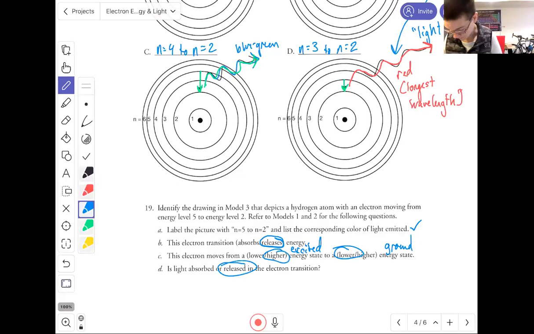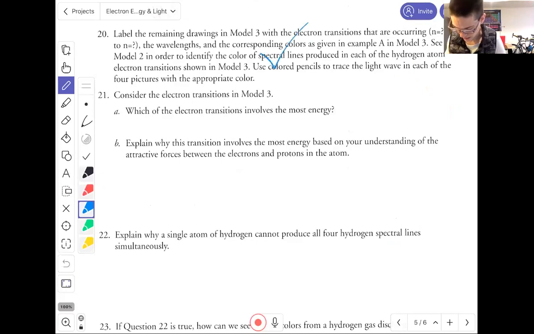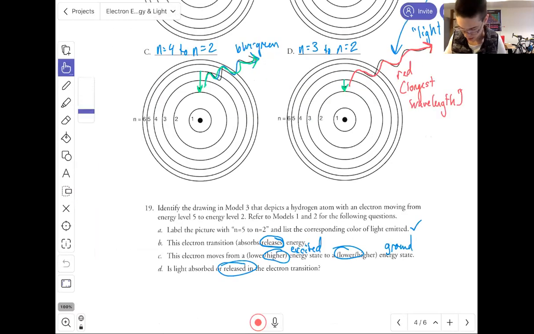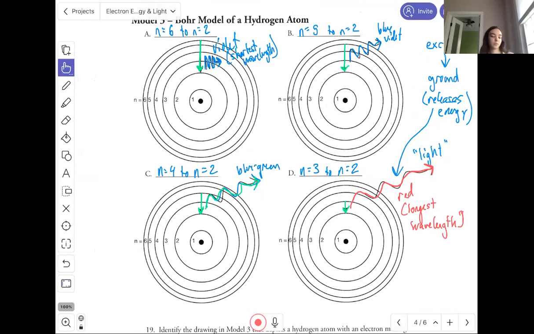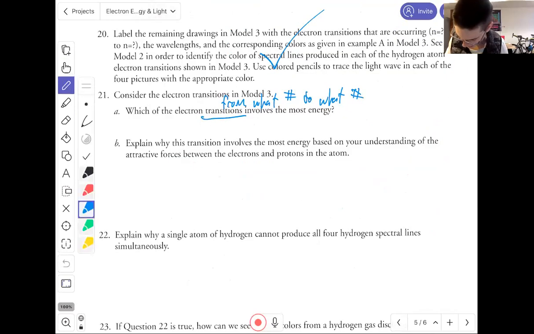All right, and then we actually have very little left to do, because we did it all at once. When it says transition, this means from what number to what number. So the 1, 2, 3, 4, 5, 6. Which of the transitions in the diagram involved the most energy? A. So that would have been N equals 6 to N equals 2.